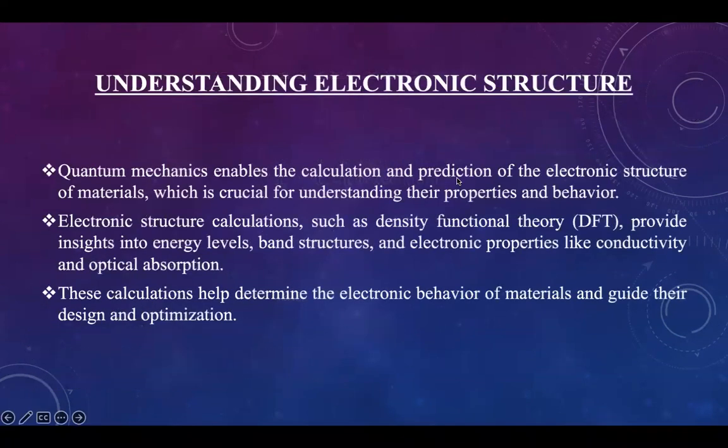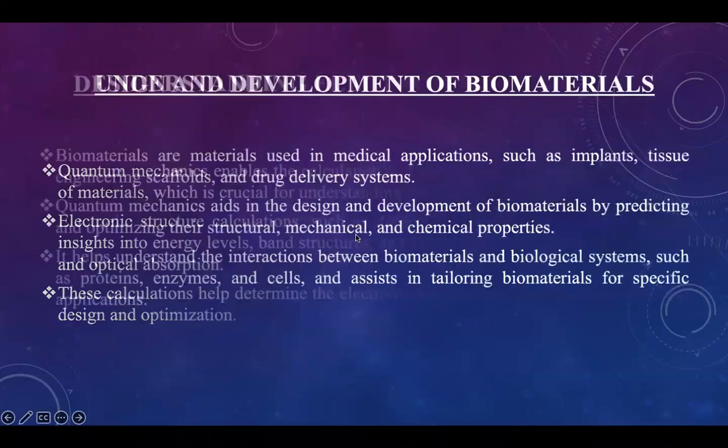Understanding electronic structure. Quantum mechanics enables the calculation and prediction of the electronic structures of materials, which is crucial for understanding their properties and behavior. Electronic structure calculations, such as density functional theory, provide insights into energy levels, band structures, and electronic properties like conductivity and optical absorption. These calculations help determine the electronic behavior of materials and guide their design and optimization.